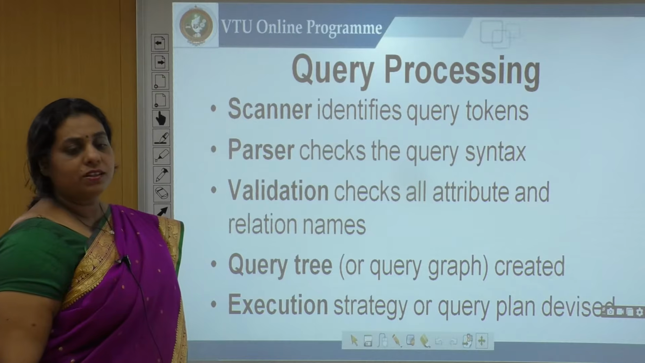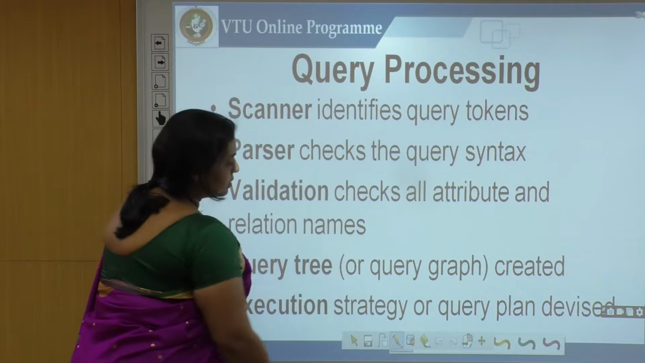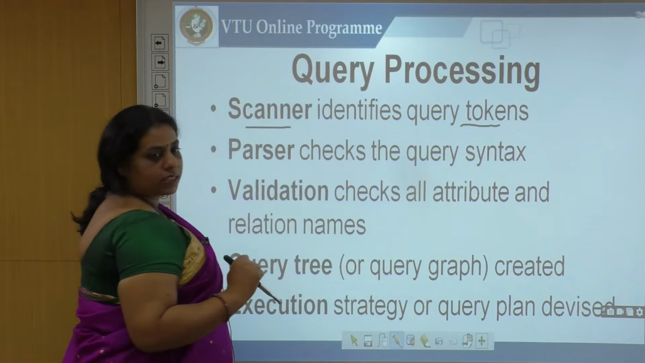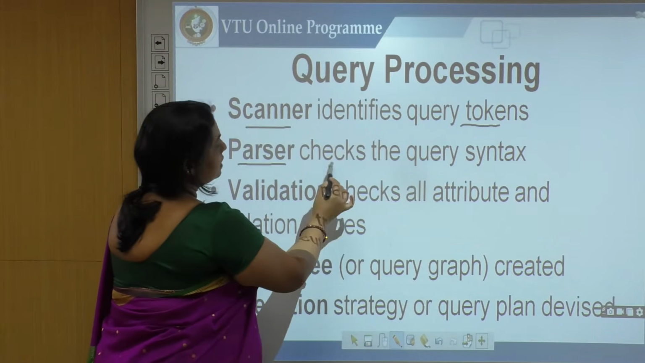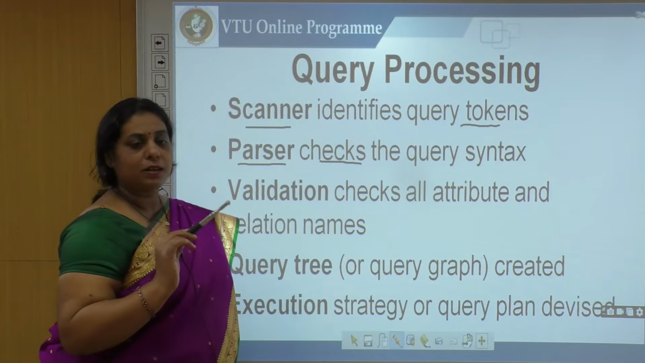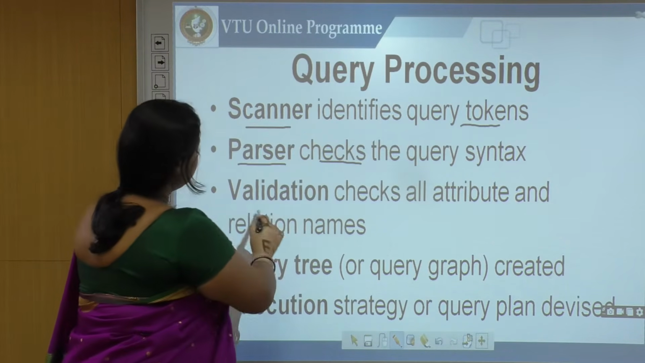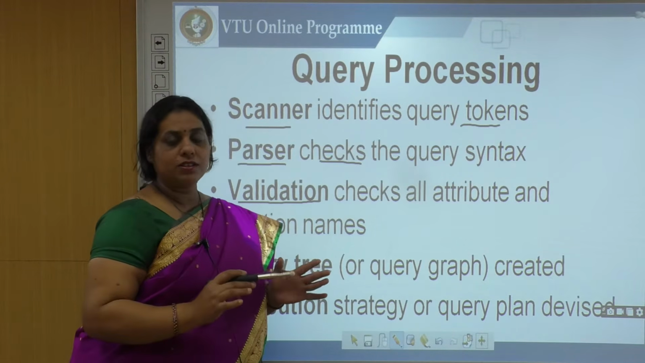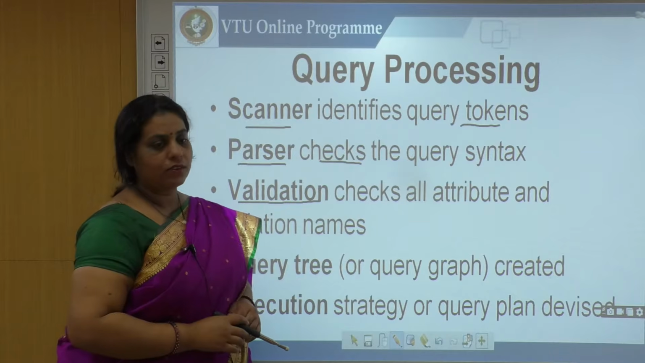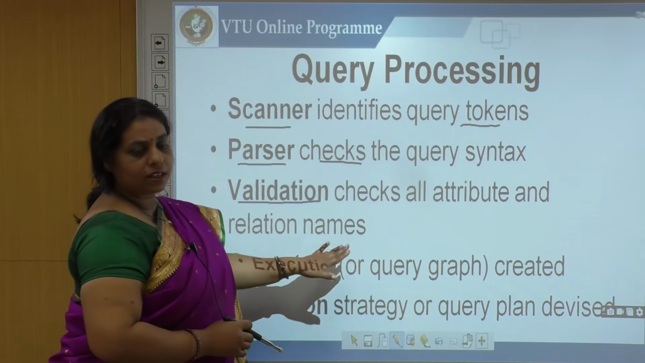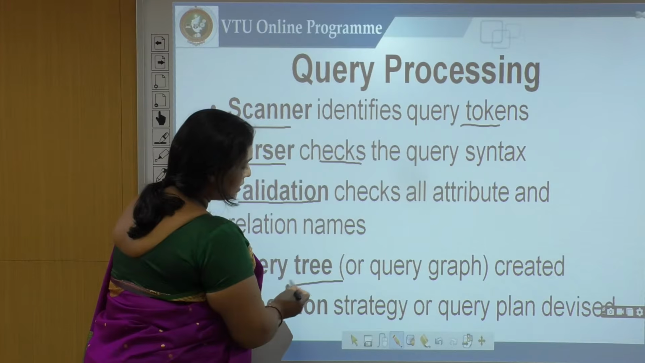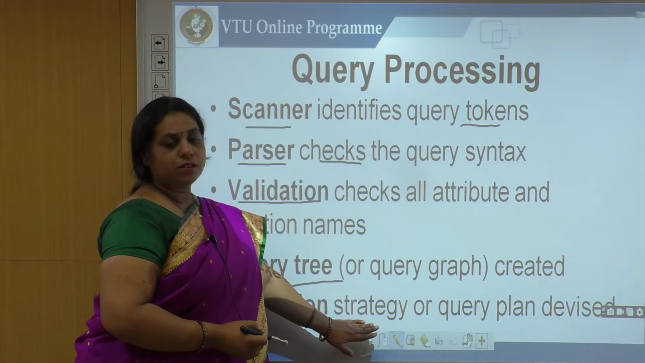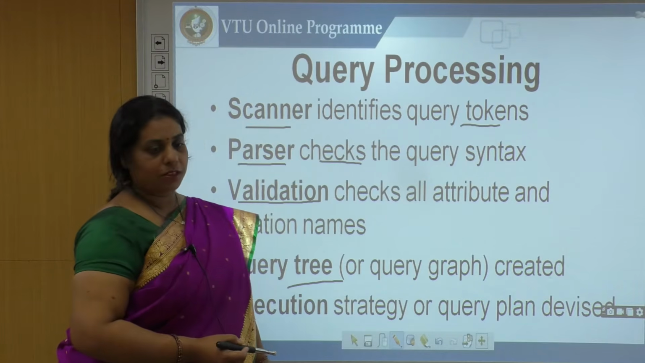So what happens when the query is being processed? When the query is being processed, it scans to identify the tokens. Second, it parses, that is, it checks whether the query syntax is grammatically correct or not. Next, it does the validation to see that all the attribute names and relation names are written correctly. Once they are done, the query tree is created, and then which one is a better execution plan will be decided by the DBMS.